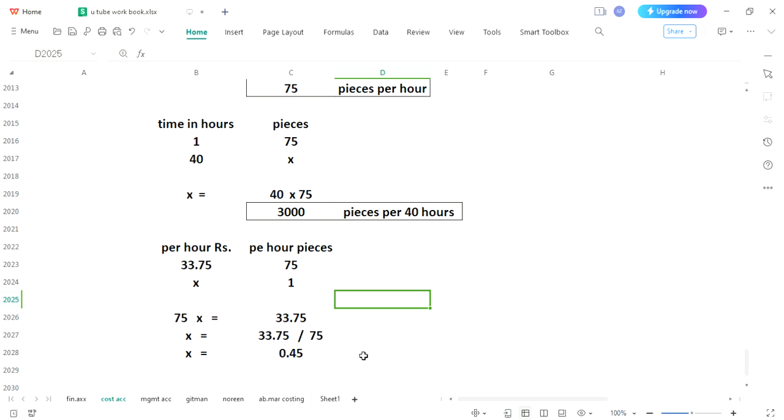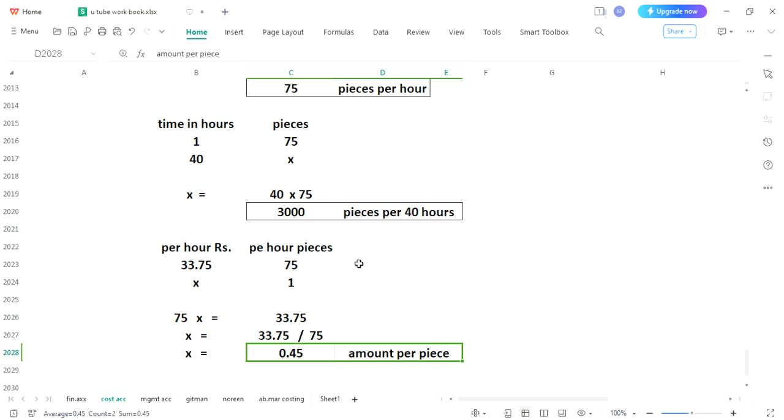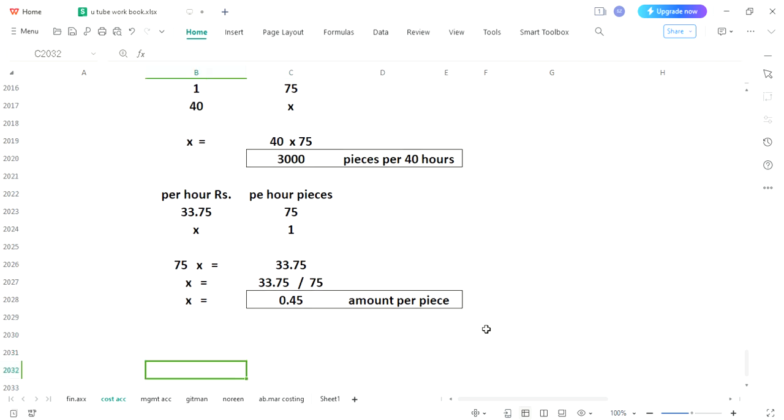So there we have calculated amount per piece. These are the conclusions which you will have to make in each and every question related to labor. In this way, our third calculation or third conclusion has been finalized. Now we will use them for calculation of wages of our questions.